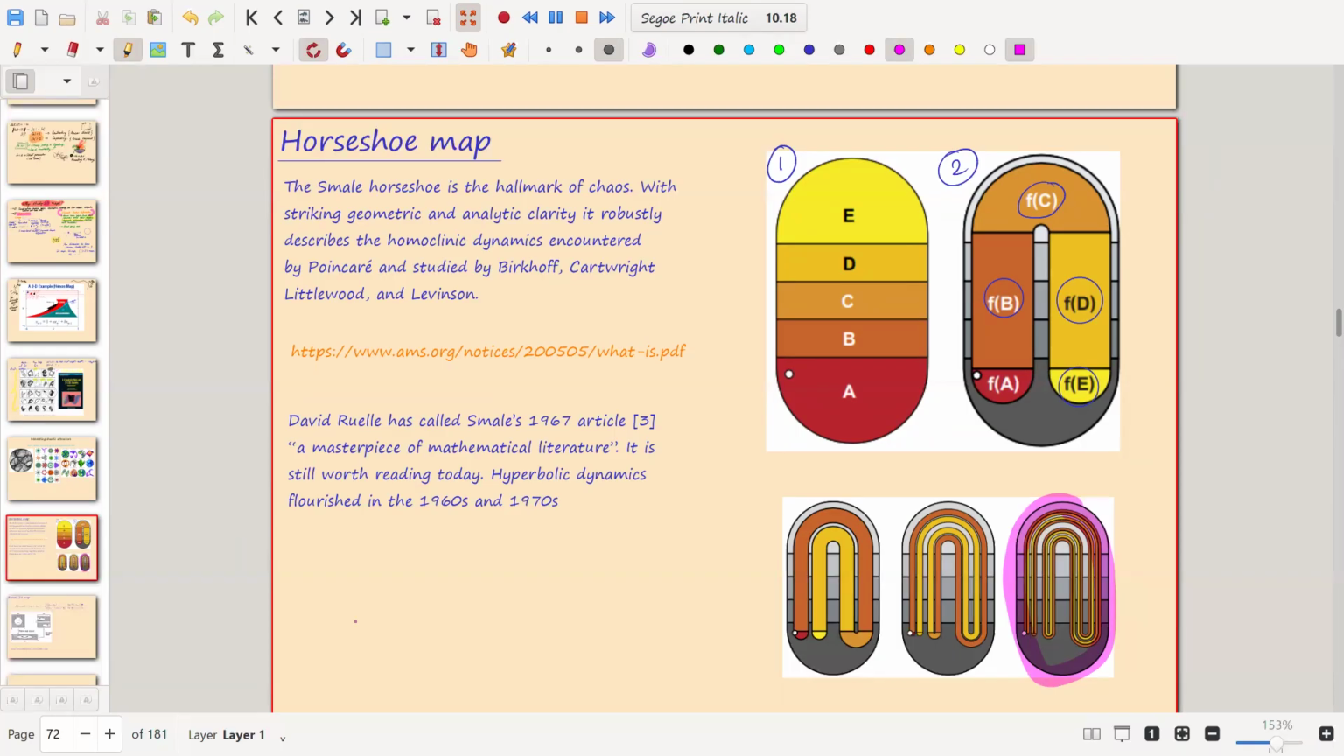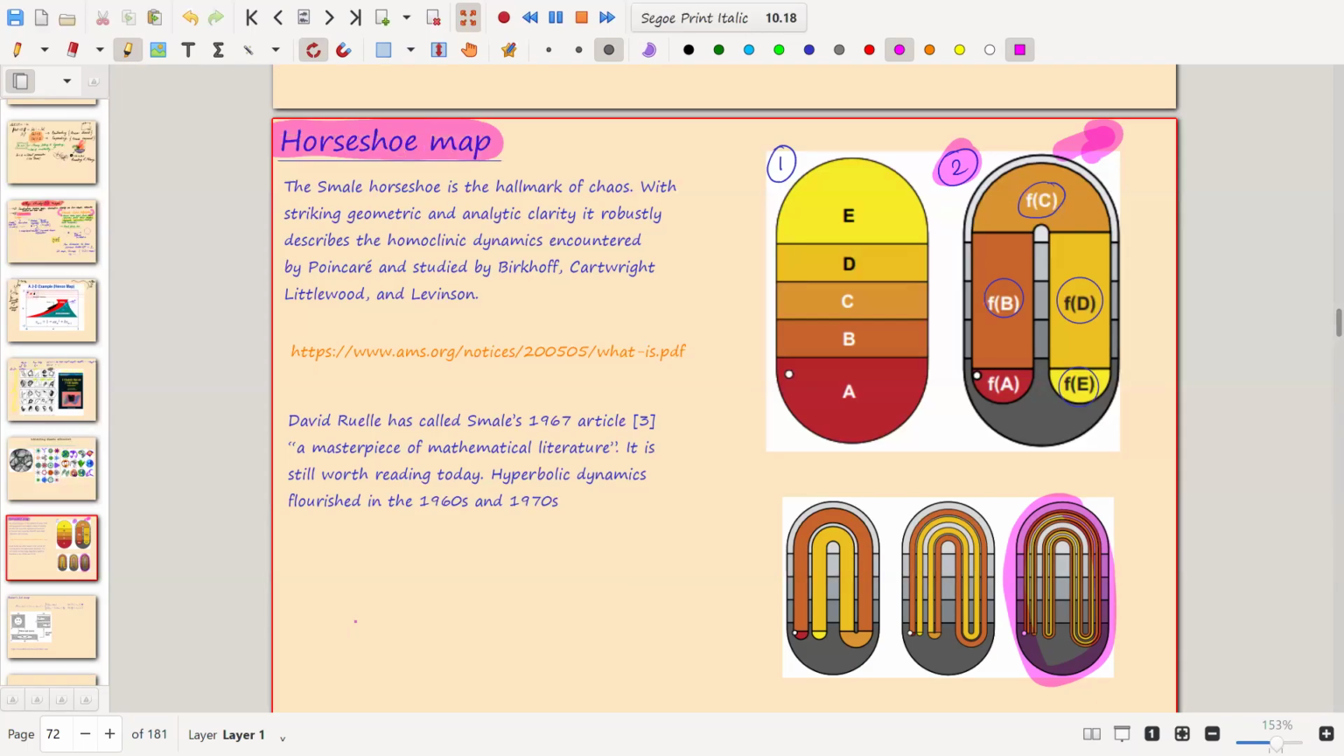Quite interesting. This behavior is known as the horseshoe. Why? Because this looks like a horseshoe, right? Have you seen a horseshoe? Does it resemble a horseshoe a bit? The second part looks like a horseshoe, right? Therefore it is known as a horseshoe map.